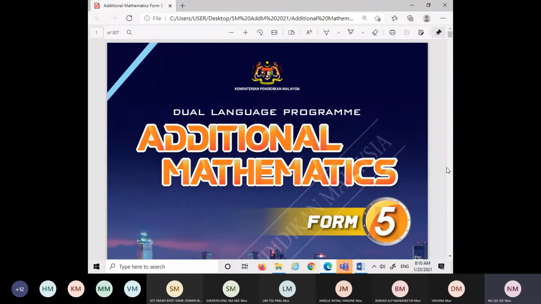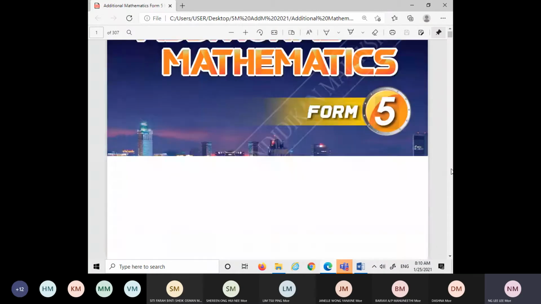Actually, this one I have put inside our Microsoft Teams, inside the material, the file and the material, I think. So okay, I will go through and review quickly.